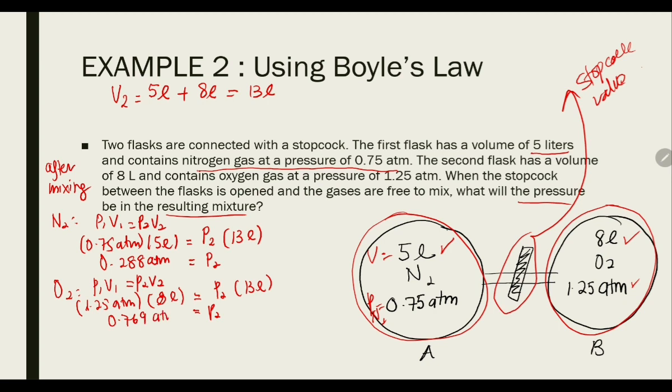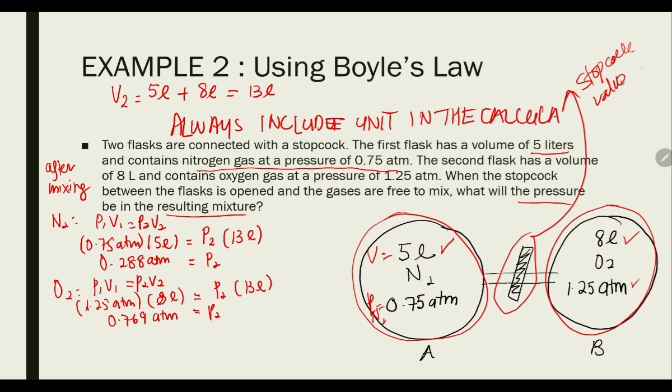0.769 atm. Again, I want to emphasize that you should always include the unit in the calculation. The reason why is because we want to make sure we are getting the same unit as the final answer. Alright, so now this is the partial pressure of nitrogen, and this is the partial pressure for O2.